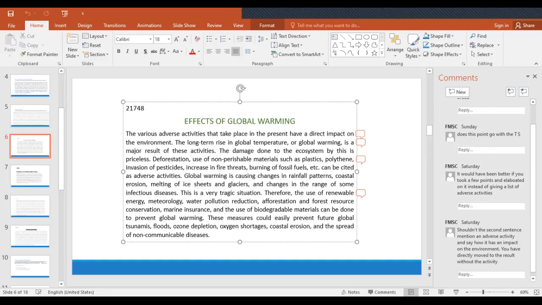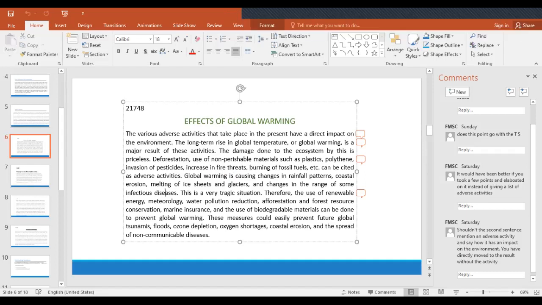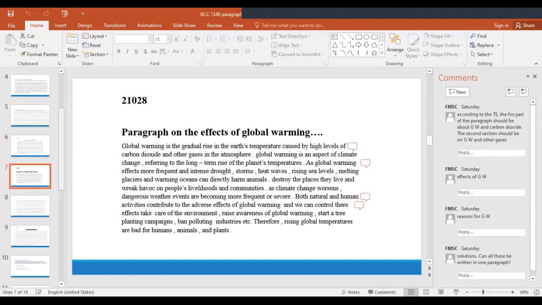Like I showed you in the paragraph, right? If you can give examples and elaborate on those points, then it would be very helpful, right? So then let me move on to the next paragraph.